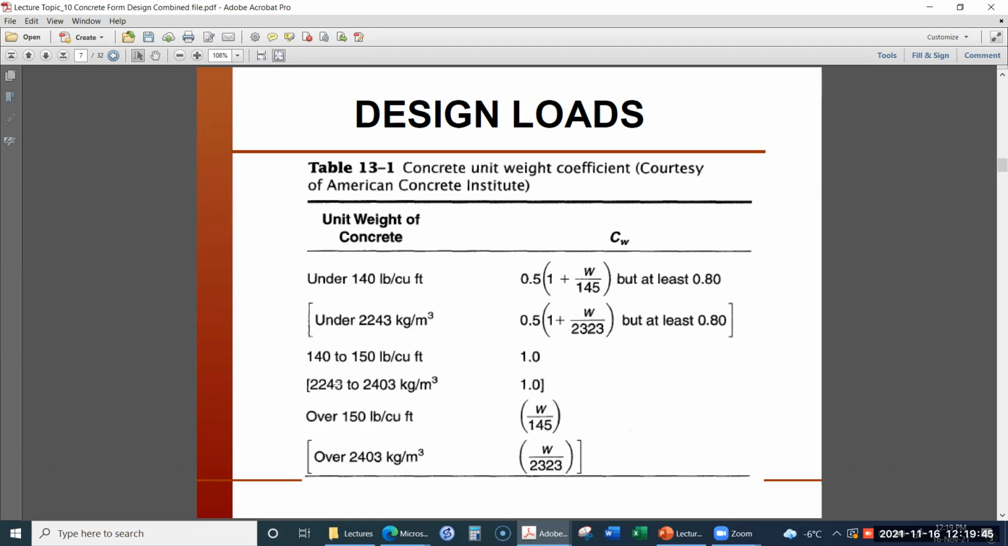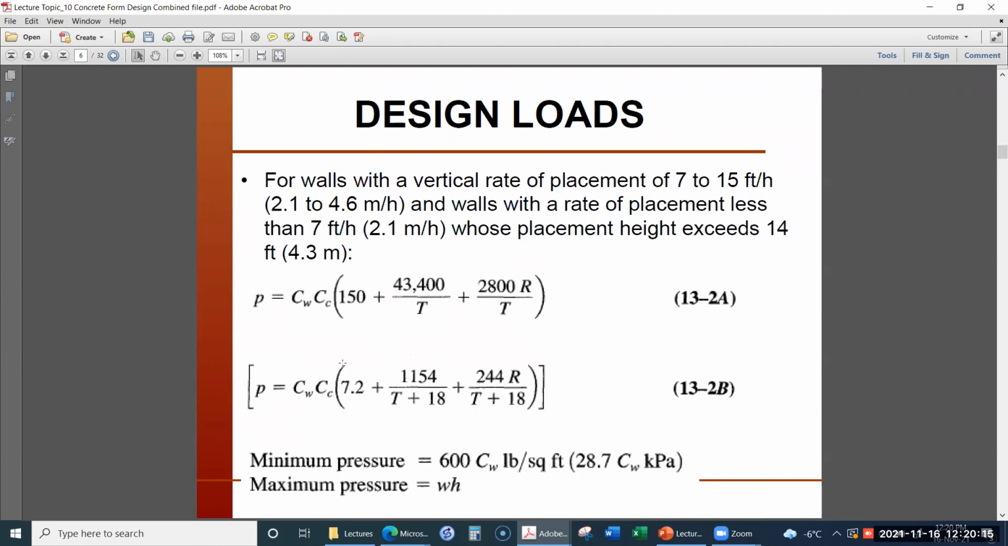On the other hand, if the unit weight is between 2243 and 2403 kilogram per cubic meter, we can safely use CW as 1. And if the unit weight is over 2403, then CW should be more than 1, so we can use W over 2323. So this is the unit weight coefficient CW, which is used in these lateral pressure formulas.